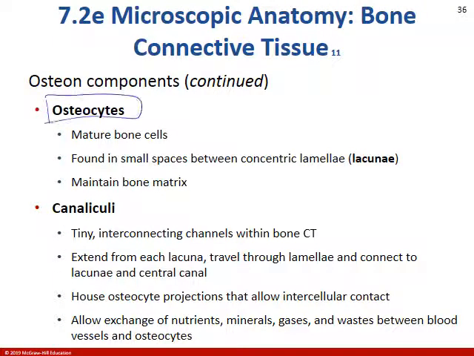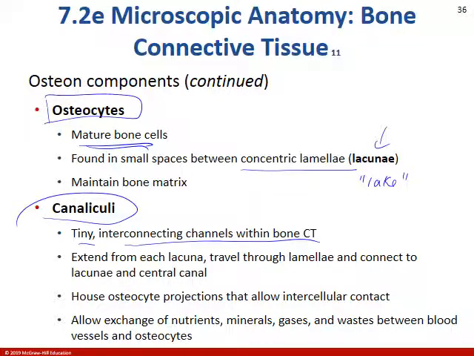Also, this term osteocyte, we've mentioned it already, but it's mature bone. You're going to find it between concentric lamella. You're going to see something called lacuna, which means a lake. That's what that term means. And canaliculi. These are tiny interconnecting channels. You're going to see these extend from each lacuna, travel through the lamella, and connect to another lacuna or a central canal. It allows the exchange of nutrients and minerals and gases between the blood vessels and the osteocytes.